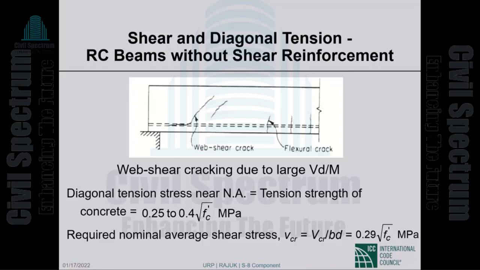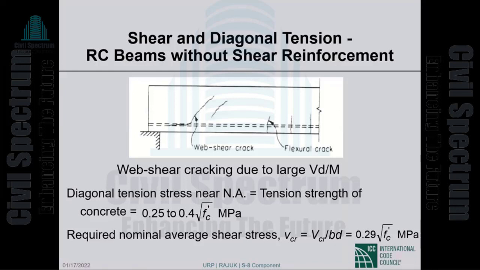Okay, we talked about the principal tensile stresses. Those principal tensile stresses are the largest at the neutral axis. So, diagonal tension stress near the neutral axis, that's the largest diagonal tension. When that equals and then exceeds the tension strength of the concrete, there will be cracking at the location of the neutral axis. And this kind of cracking is called web shear cracking.